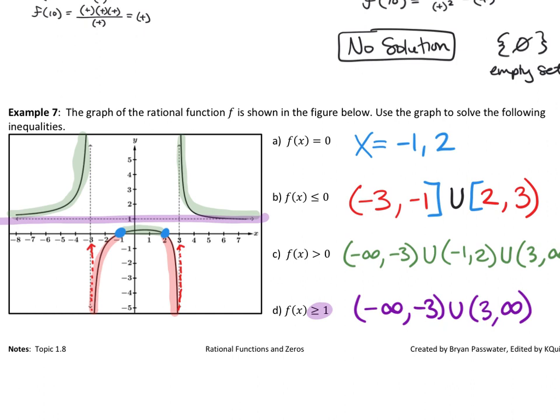So occasionally with these inequalities, especially with the graph, probably never with an equation because it's a lot of work to do it, we may ask you not just for where it's above or below the x-axis, positive or negative, but we might ask compared to its horizontal asymptote, what parts are above or below it. So be careful when you're looking at that.